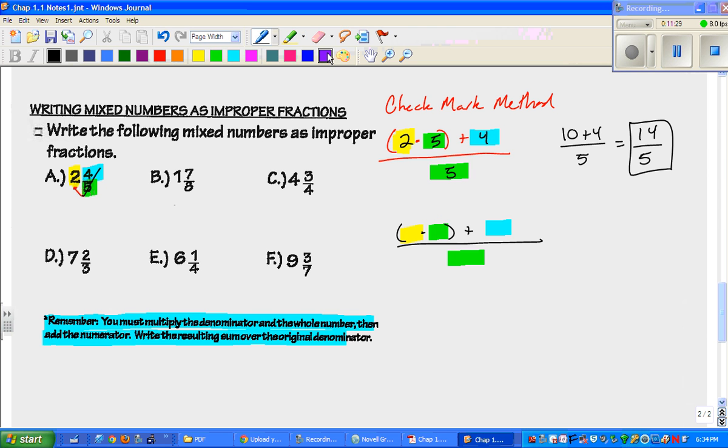Let's do F. Okay? The whole number is 9. The denominator is 7. And the numerator is 3. 9 times 7 gives us 63. And 63 plus 3 is 66. And that's it.